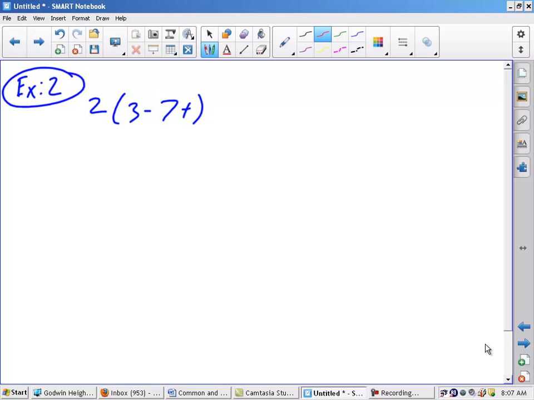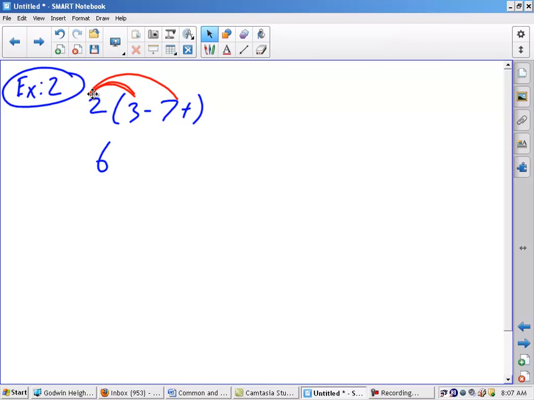Again, what I need to do is show my little arches, being 2 times 3 and 2 times negative 7t. And when I do 2 times 3, it will give me 6, of course, and 2 times negative 7t will give me, first of all, negative 14 for my number, and then I leave the t there. So 6 minus 14t. Now, that's simplified.